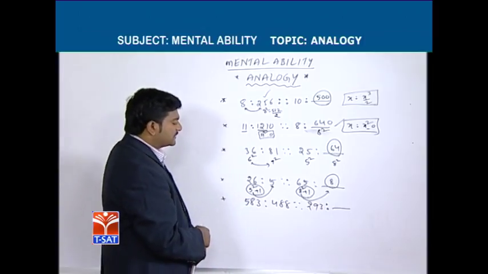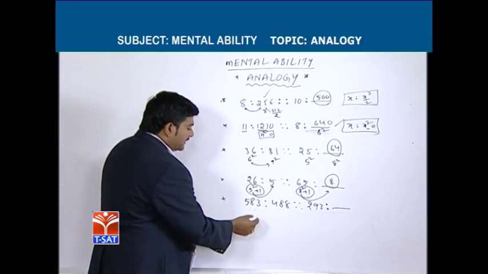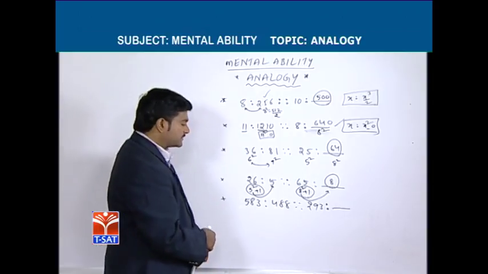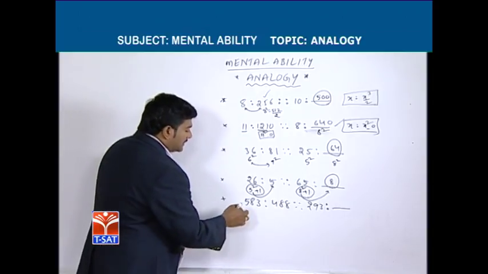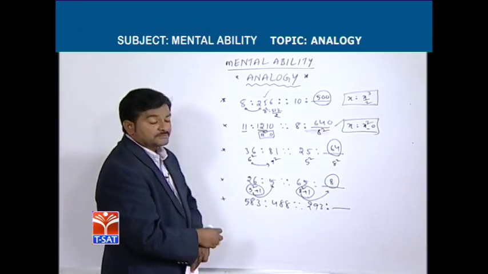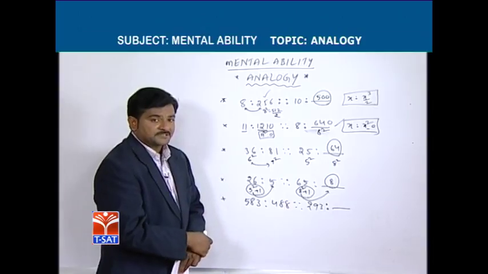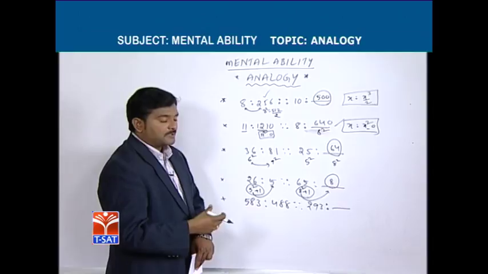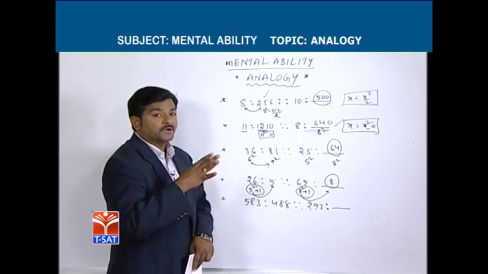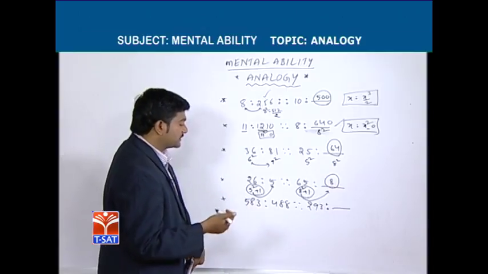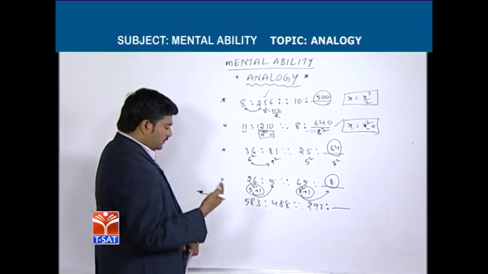Now observe this one: 583, 488, 293 is to dash. Now we have to find out the relation between these two numbers. If you remember, just now we saw one example in the previous set. We subtracted 2 from each and every digit of the given number. That is the concept in the previous question. So if you think in the same way, you may get the answer.